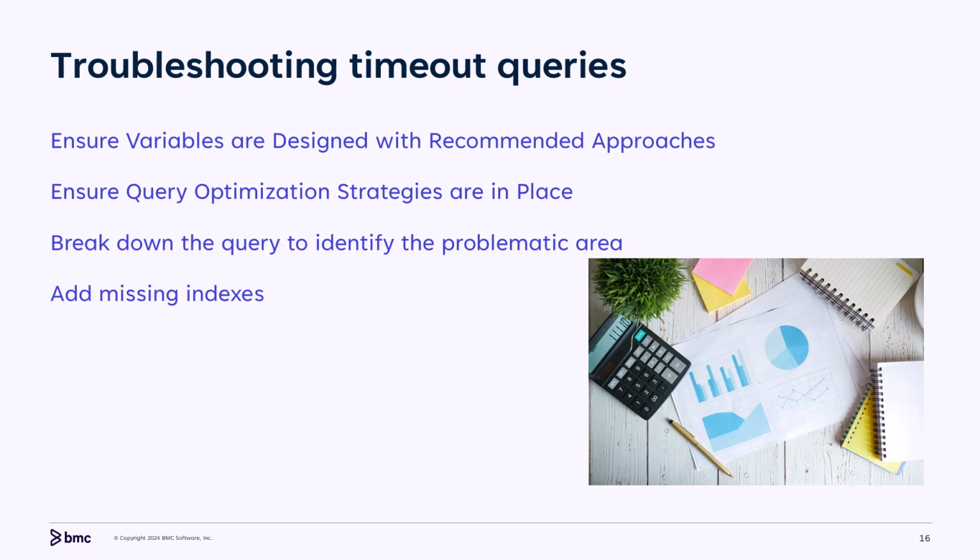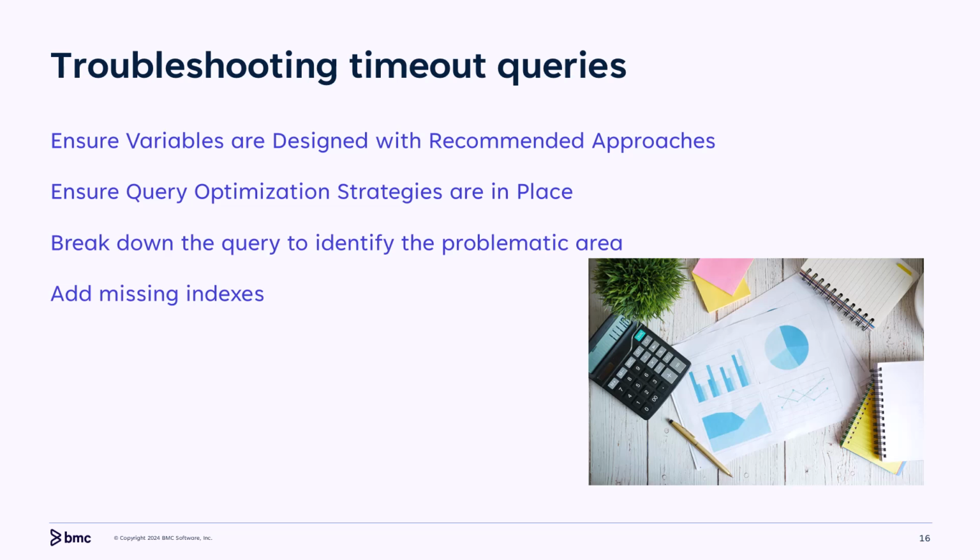Then the third point which I want to cover is about breaking down the query to identify problematic areas. Whenever we are looking at timeout issues, first we look at the query structure. If it has distinct, is it needed or not, that's the first part. Then inside the main query, if you have subqueries, let's say 2 or 3 subqueries, then look at whether you can break down those subqueries.